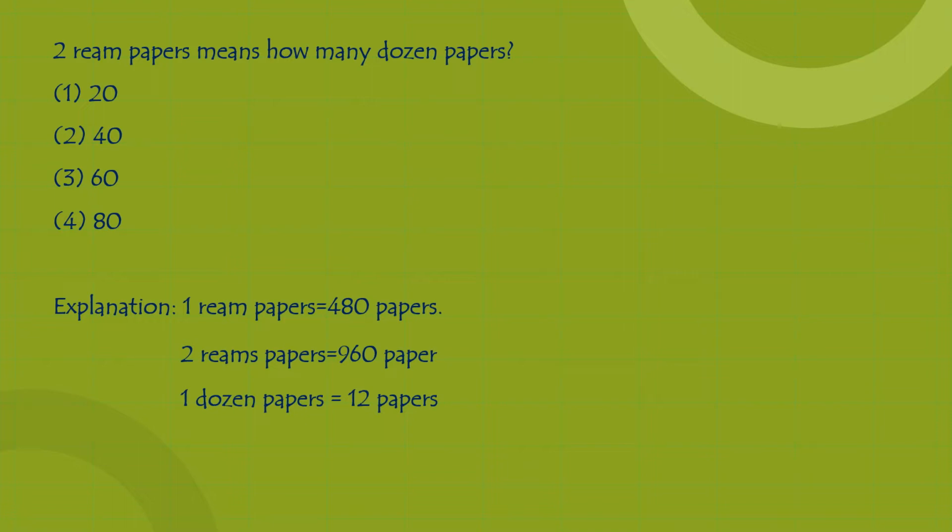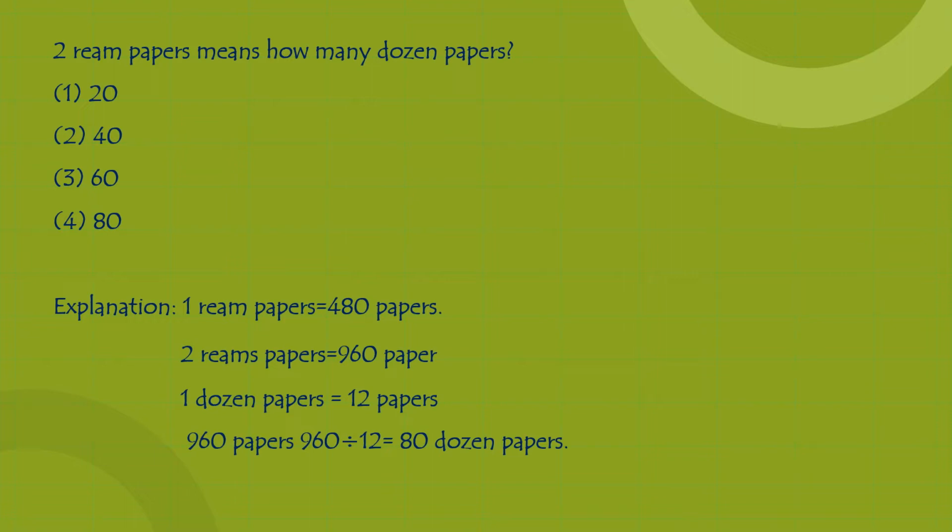Now it is asking you how many dozens of paper it will have. So 1 dozen of paper is equal to 12 papers, right? In 1 dozen, how many are there? 12. So if you divide 960 papers by 12, you will get the number of dozens of paper. So it will be equal to 80 dozens paper. Understood? So this is how you solve this sum.